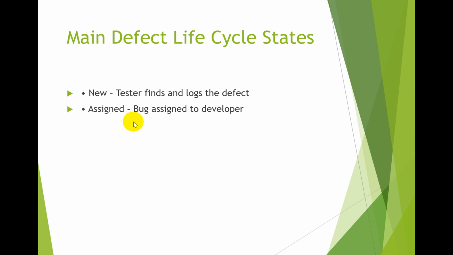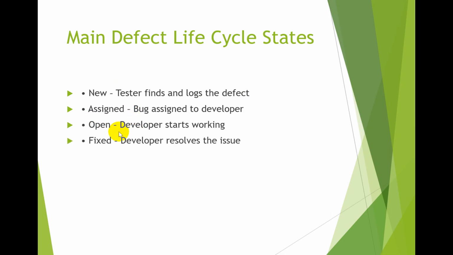Next is Assigned. If the bug status is New, that bug is available on the board in the unassigned section, so our team lead will assign that defect to a particular developer so the developer can start working on it. At that time the status is Assigned. When the developer starts working on that defect, the developer changes the status to Open. When the developer fixes that particular issue, they can change the status to Fixed.